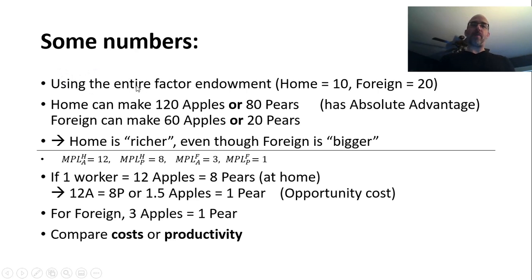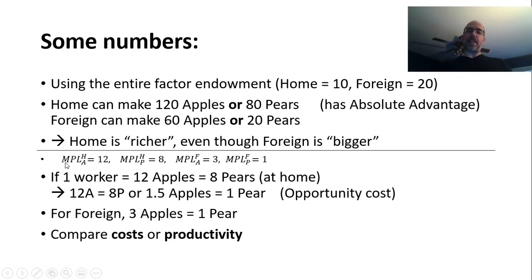All right. Now, remember, we're going to draw this with production possibilities frontiers, or PPFs. We're going to use the entire factor endowment. Home has 10 workers, foreign has 20. Home, if they use all workers, can make 120 apples or 80 pears. Foreign, remember, it's 3-to-1 times 20, 60 apples or 20 pears. Now, home has absolute advantage. They are better at both products. They're better at both fruits. You think, like, how can they benefit from trade? And that's one of the key takeaways from this. Home is richer, foreign is bigger.